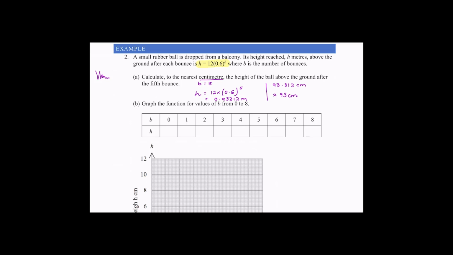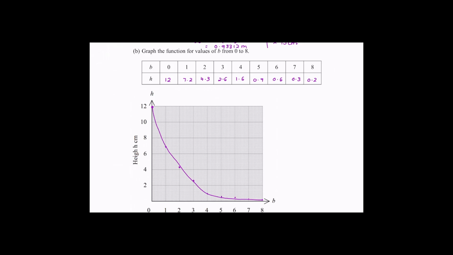The next part says graph the function for values of b from 0 to 8. So I'm going to get you to fill in the table and plot the graph. So pause the video, have a go, and then come back and check your answers. So having a look, I just rounded to 1 decimal place and I graphed this as very best as I could. Now we can see it's an exponential curve, it's a negative one, and we've looked at positive and negative in the previous lesson. So now there were just a couple of questions to answer. So let's have a go at looking at those.